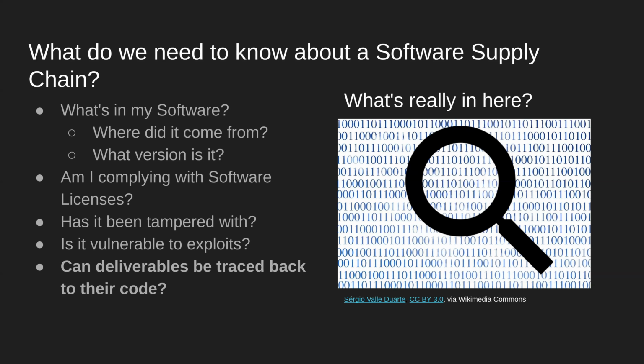We'd really like to know if the software has been tampered with, either maliciously or unintentionally, so that we can correct those types of things. We'd like to know if the software is vulnerable to exploits, so we're not exposing ourselves or our customers to unnecessary risk. And really, a lot of these questions can be answered by asking if it's possible to trace the final deliverables that we've produced all the way back to the original code that produced them. And so a lot of questions can be answered if we can just answer that.